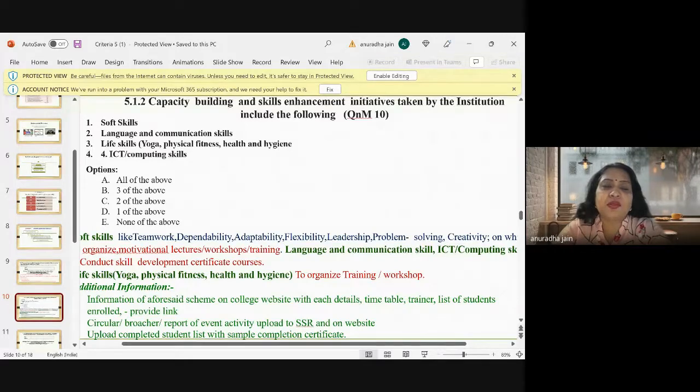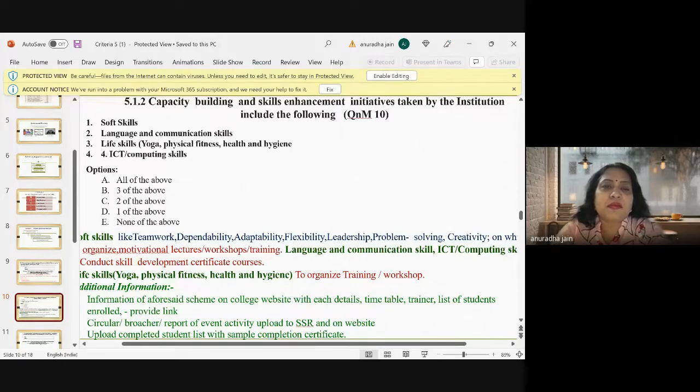So give the complete student list with sample completion certificate, because when you are organizing any activity or skill enhancement programs, the students who complete this program, you also give a completion certificate. So at the time of SSR, you have to produce the completion certificate of the students who have completed this program, along with the brochure or the resource persons who are teaching these courses, and the list of students, modules, and syllabus which was covered under this. But this should not be the part of the curriculum. Okay, this is over and above the curriculum of the institution.